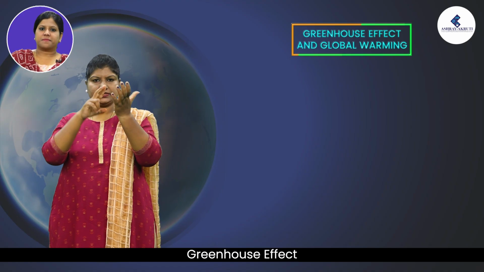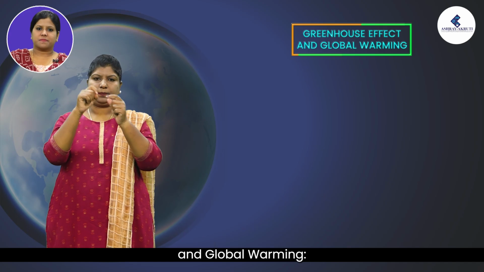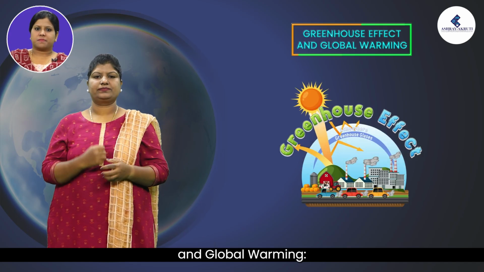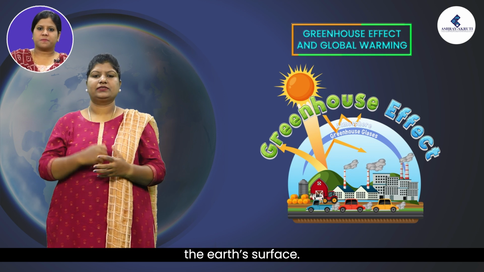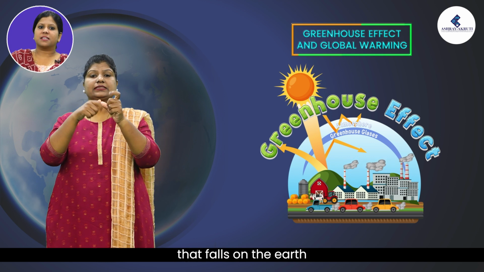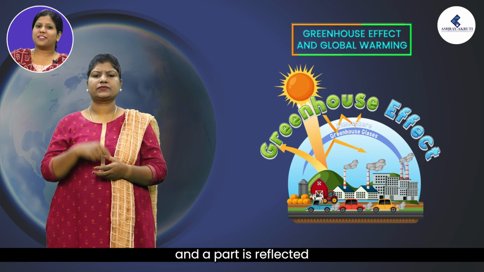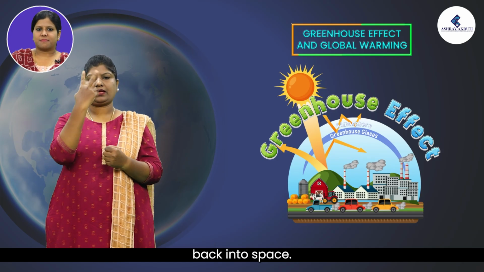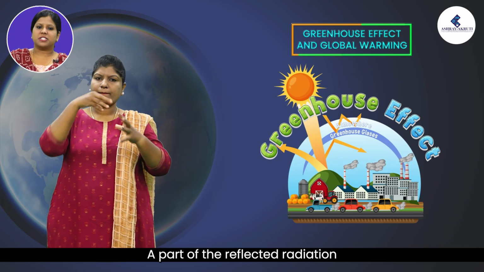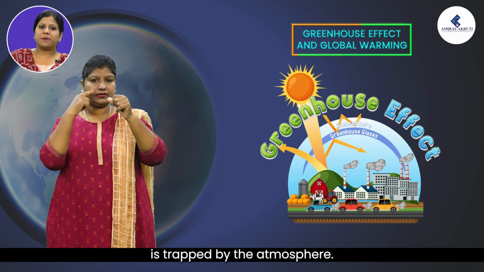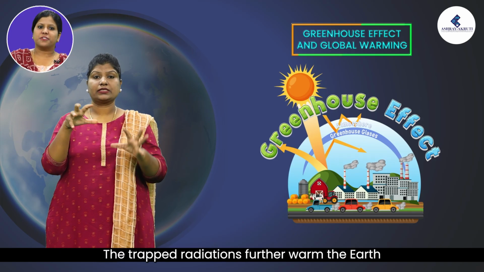Greenhouse effect and global warming. The sun rays warm the earth's surface. Part of the radiation that falls on the earth is absorbed by it, and a part is reflected back into the space. A part of the reflected radiation is trapped by the atmosphere. The trapped radiation further warms the earth.